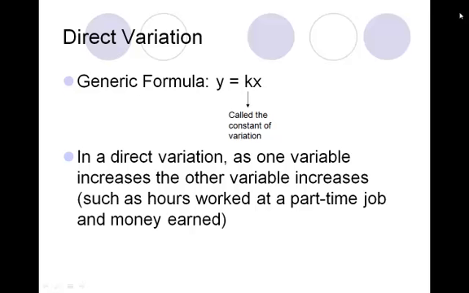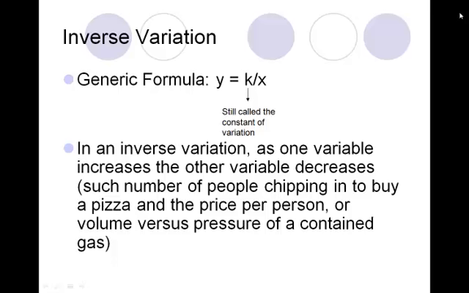It's always there. In a direct variation, what that means is one variable is increasing as the other one increases. If you work at a job, the more hours that you work, the more money you're going to earn. So that's a direct variation because the amount of money that you earn is directly related to how many hours that you work.